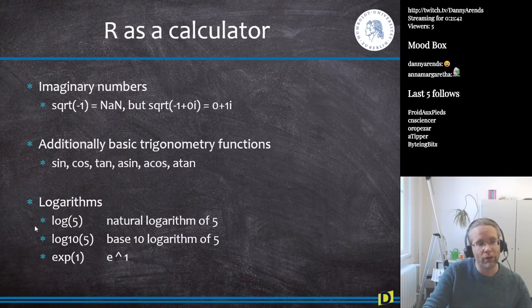The same thing about logarithms. So the only thing that I want to highlight is that if you type log of 5, then it gives you the natural logarithm of 5, so the ln function, which we would normally write down as ln, logarithm natural. So the log function itself, the base is the natural logarithm. If you want to get the base 10 logarithm of 5, you can do log10 of 5. And if you want to get the opposite, right, the exponent, you can do exp of 1.